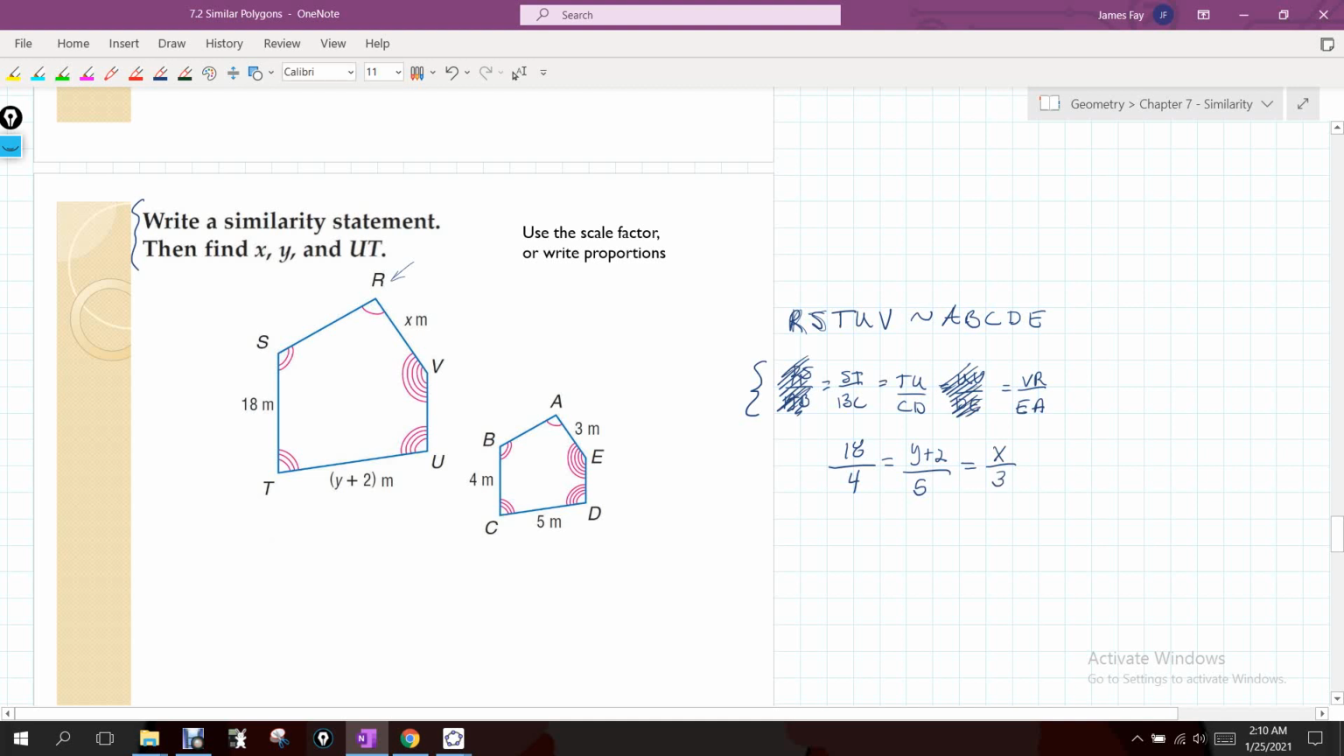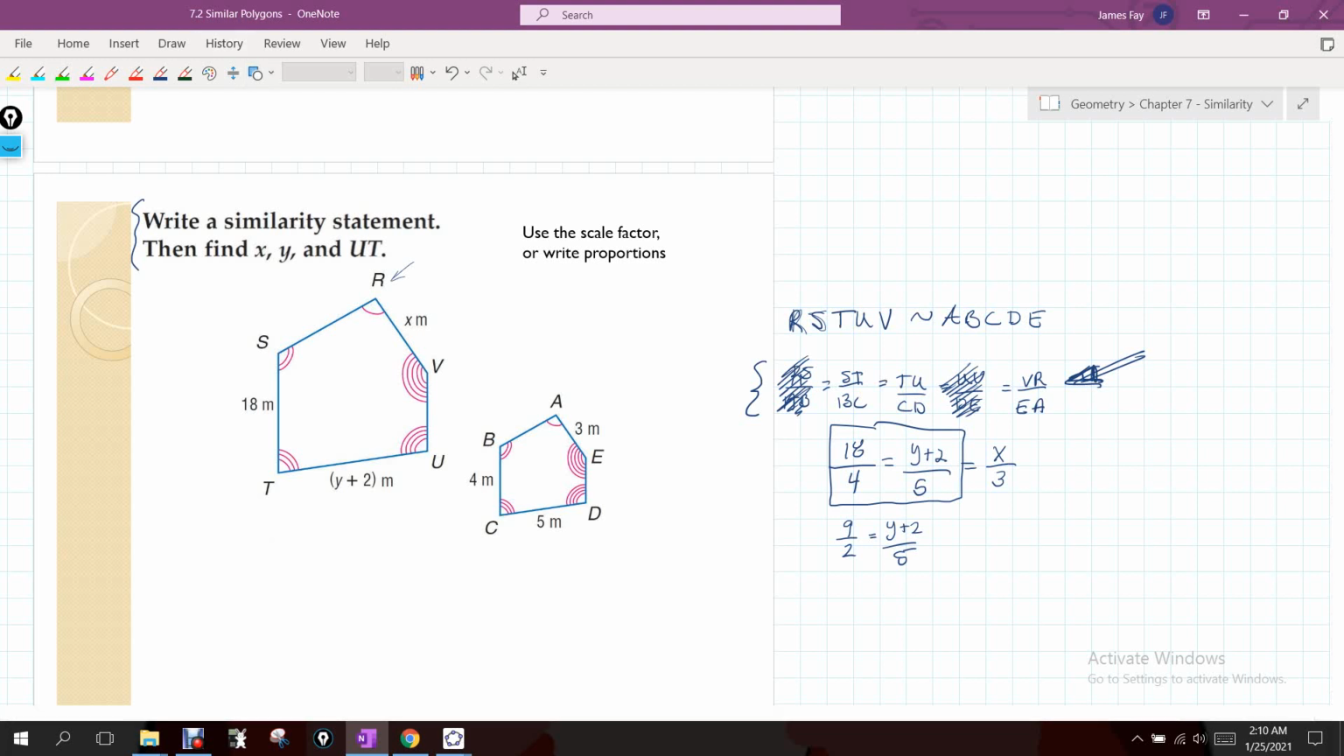And I like doing it this way because it guarantees, some people get confused: does the y plus 2 go up top or does the 5 go up top? Does the 3 go up top or does the x go up? They get these mixed up. But if you do exactly what the definition of similarity tells us to do, you'll never make a mistake. So if I look at these two, at this point I'm going to reduce. So I have 9 halves equals y plus 2 over 5. That gives me an equation to solve for y.